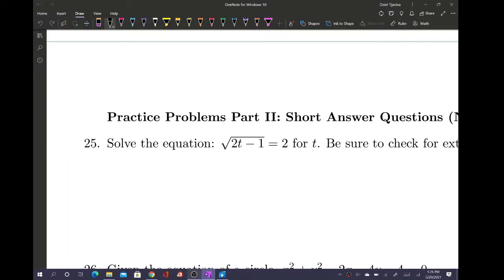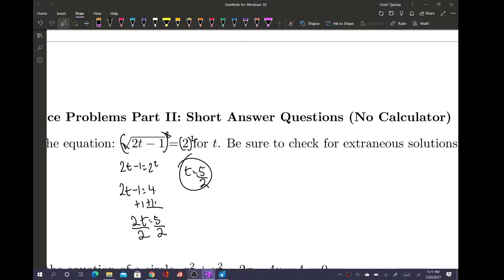What we're going to do first in this one is square both sides. Obviously when we square it, we get rid of the square root. So we get 2t minus 1 equals 2 squared, and 2 squared is 4, so we have 2t minus 1 equals 4. Now we add 1 to both sides and have 2t equals 5. Then we divide both sides by 2 and we get t equals 5 halves.